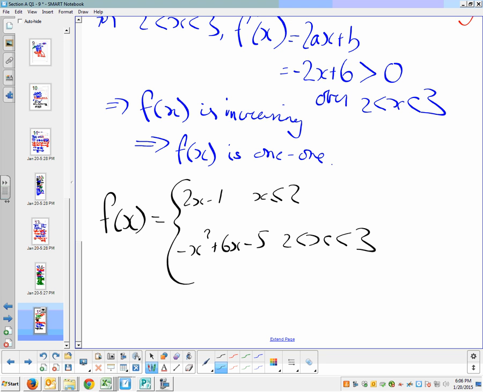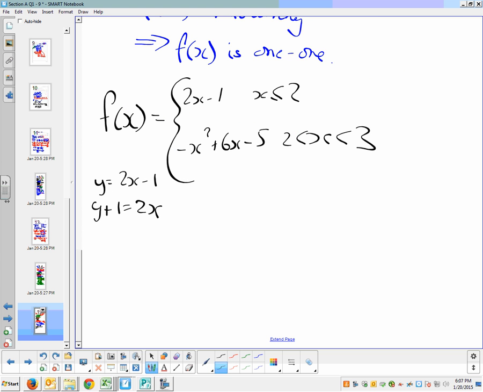So we're going to find the inverse. To find the inverse of the first bit, y is 2x minus 1, y plus 1 equals 2x, y plus 1 over 2 equals x. Swapping the values, x plus 1 over 2 equals y. That's the inverse when x is less than or equal to 2.